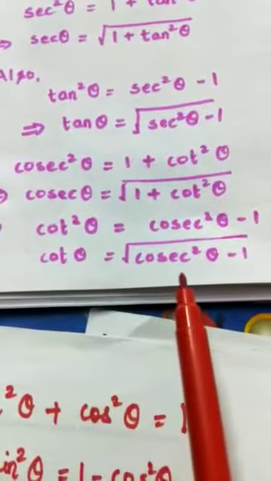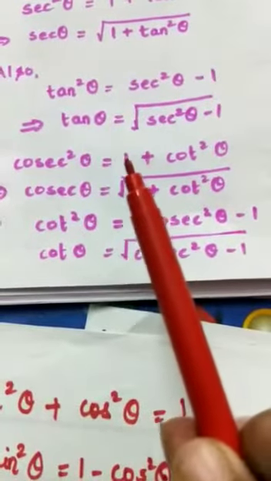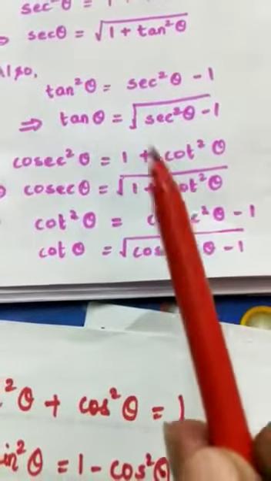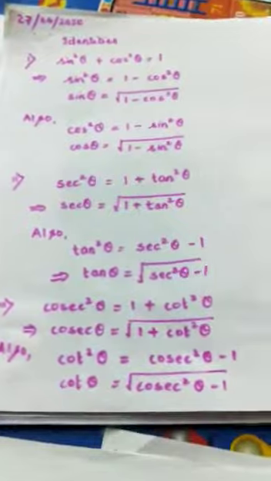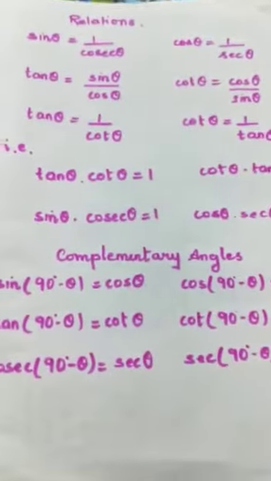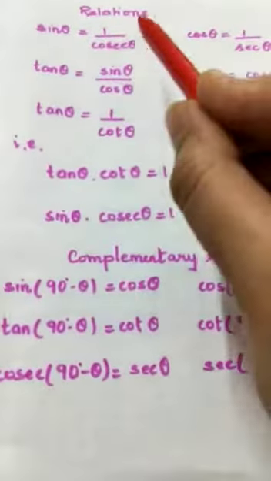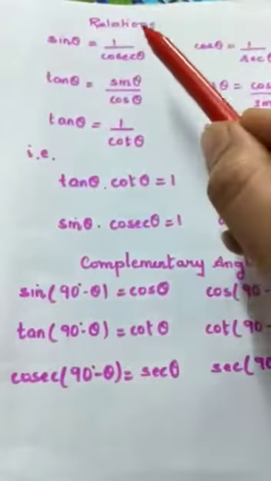Now cot in terms of cosec. So this is important to understand when you shift. You are shifting one term to another. So in this way you get all the identities in different relations. We have already learned about the relations. What are the relations? That sine is nothing but 1 upon cosec.